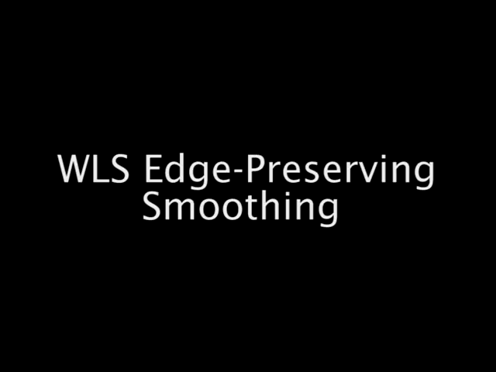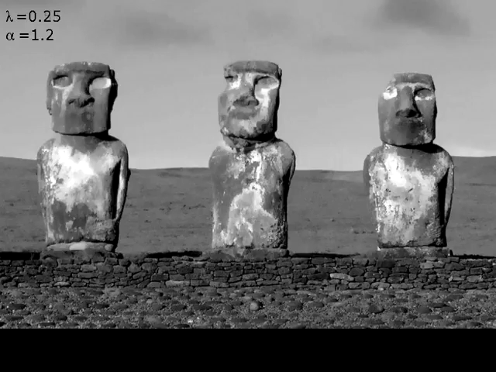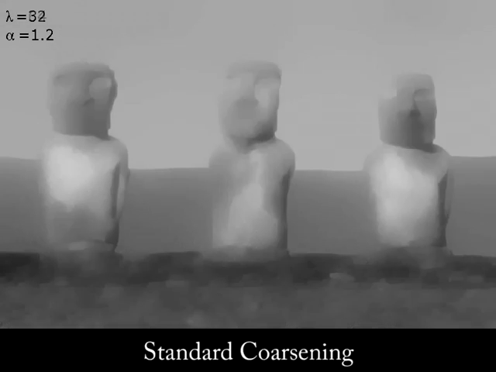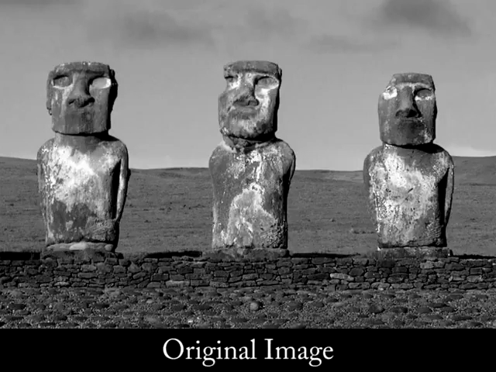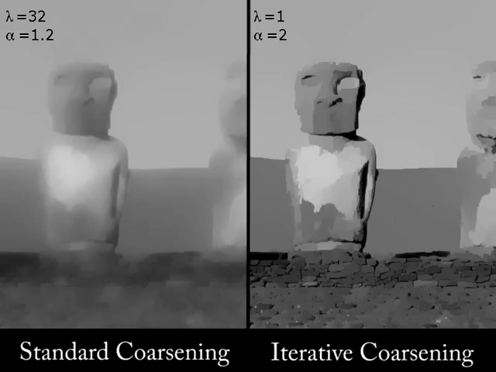In this work, we use the weighted least squares framework to perform edge-preserving smoothing. As you can see, this operator is able to progressively coarsen the image without introducing strong blurring, over-sharpening, or any other obvious artifacts. Applying the same operator in an iterative fashion generates coarsened images that tend towards a piecewise constant, which is desirable for some applications.